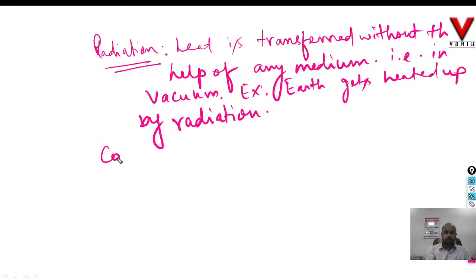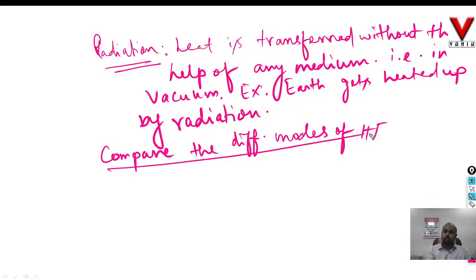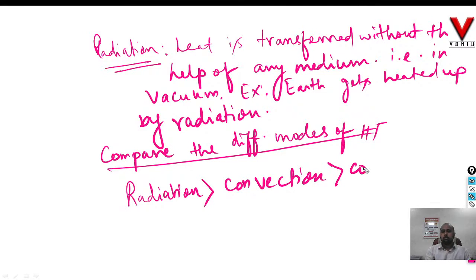If we compare the different modes of heat transfer, the fastest is radiation, then we have convection, then we have conduction. So these are the three. This is your radiation, then convection and conduction. This is the decreasing order of heat transfer.